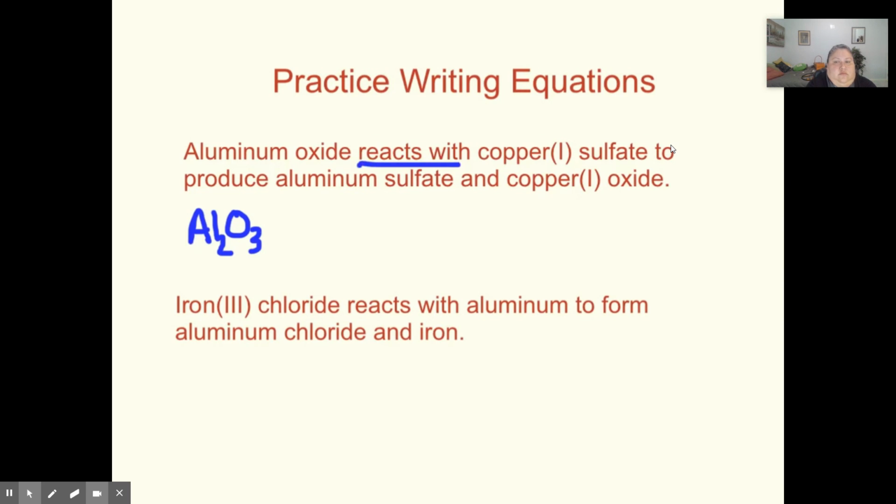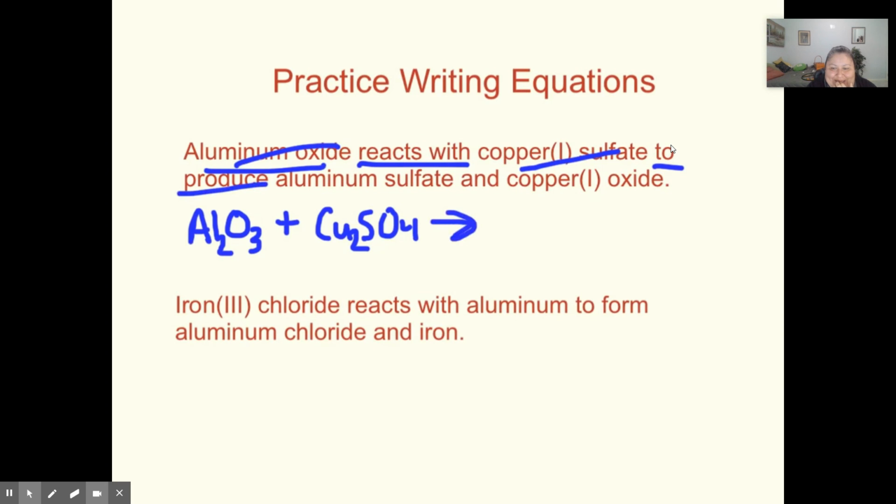And then it says reacts with. So I got my aluminum oxide taken care of. Reacts with is plus copper 1 sulfate. Well, copper is Cu. Sulfate is SO4 with a 2- charge. The copper has a +1 charge. The sulfate has a -2. So I have to crisscross down here: Cu2SO4. No parentheses needed. Got that taken care of. And then it says to produce. To produce means we put an arrow there.